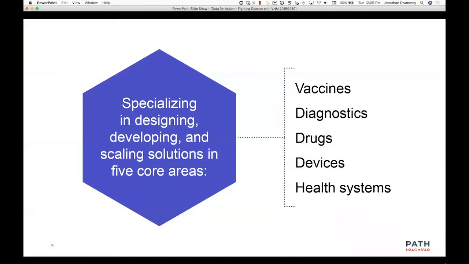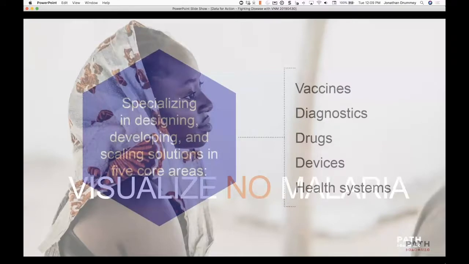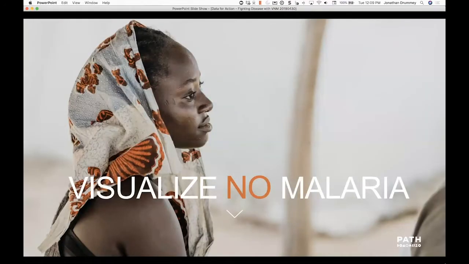PATH works in 5 key areas. Vaccines, where we were part of the project making the first malaria vaccine that was just going into trials in Malawi last week. Diagnostics, drugs, devices, or other areas, and then health systems. That health systems area is primarily where I work, on digital health projects. That's an overview of PATH and me.